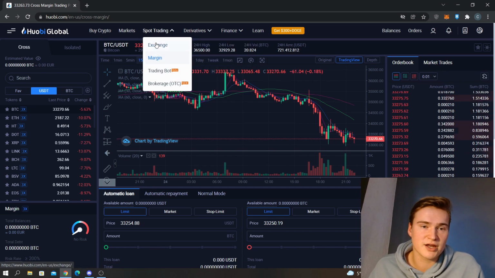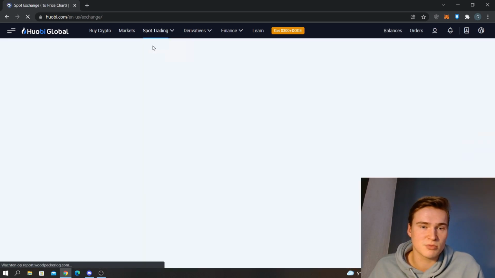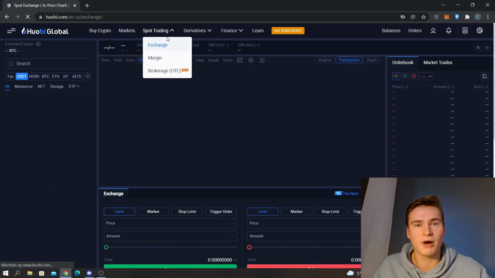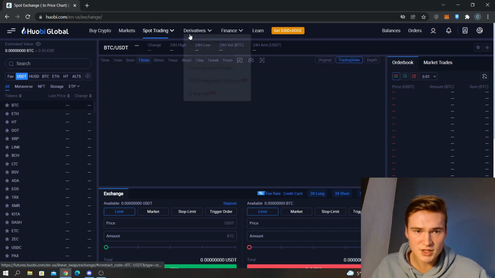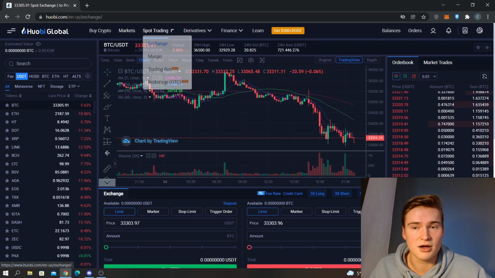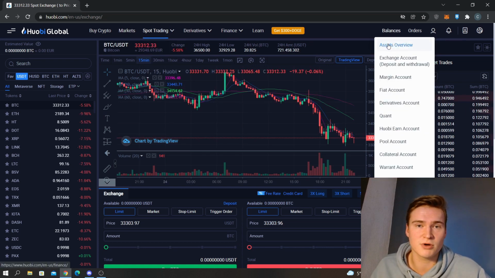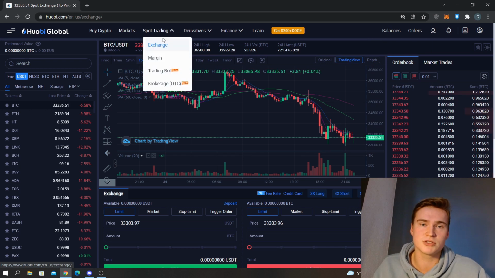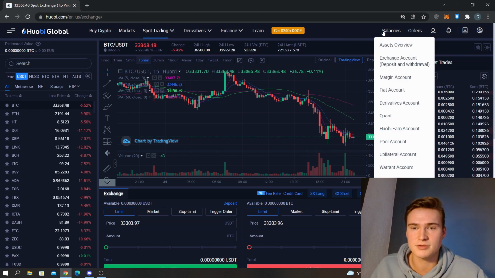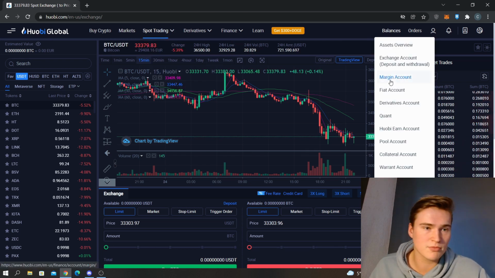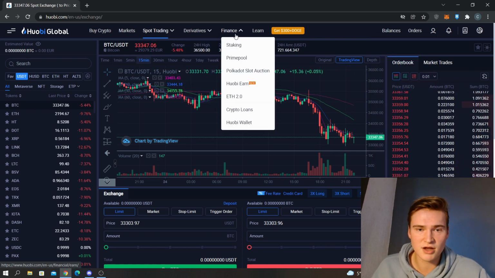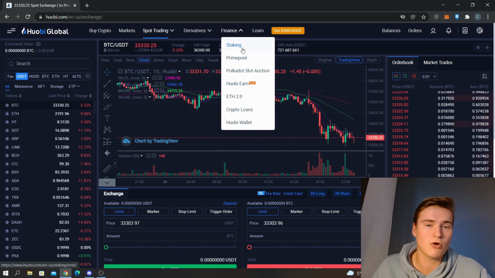The spot trading, the exchange part, is more for if you just want to buy cryptos and hold them. Then you will find them here in the balances, we'll get there, but you can also transfer them to the Huobi wallet. Huobi also has their own wallet, so you can get them from the central exchange onto the wallet. Then finance, you have staking and Huobi Earn, which are almost the same thing.